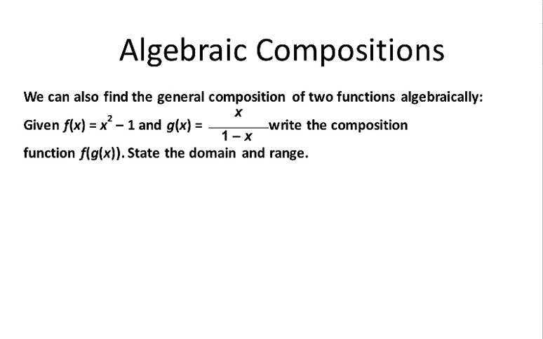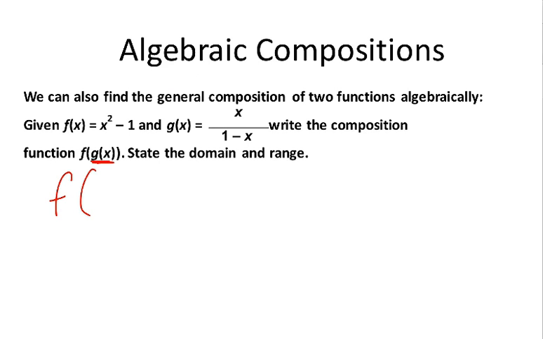So we can also find the general composition using two functions algebraically. So for example, given f of x equals x squared minus 1 and g of x equals x over 1 minus x, write the composition function f of g of x and state the domain and range. So f of g of x, that means we're going to plug g of x, the entire function of g of x, into f of x.